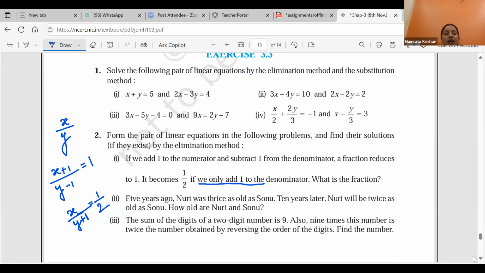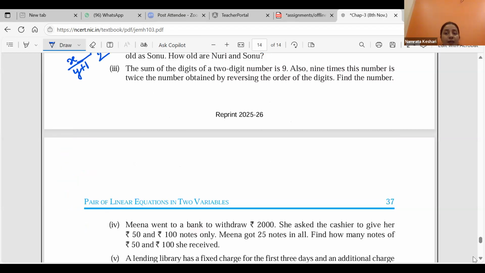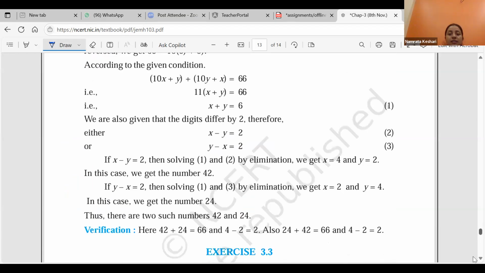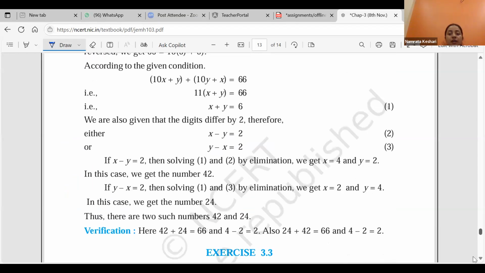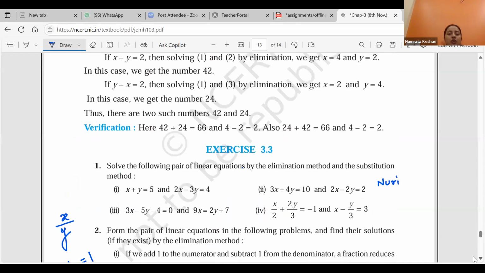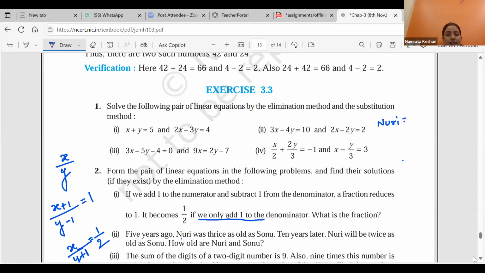Next question, I told you, an age related question. I will not read it. I will just see how many people are there. Noori is there, Sonu is there. I will say the present age of Noori. I'm not writing present on the screen, but yes, you need to write it. Present age of Noori is X and present age of Sonu is Y. We need to write it properly and then we can read the question carefully.